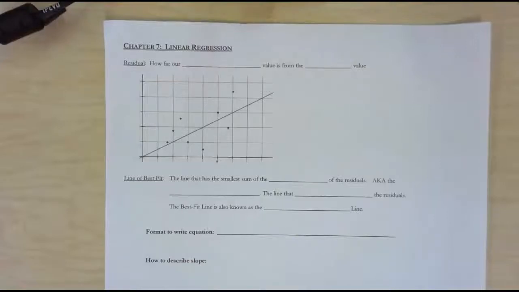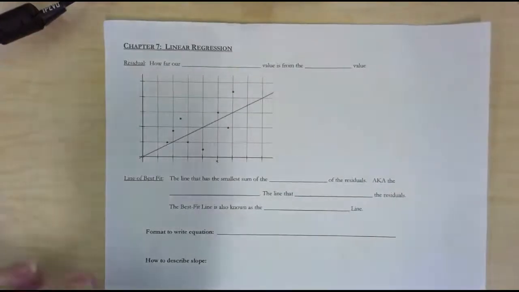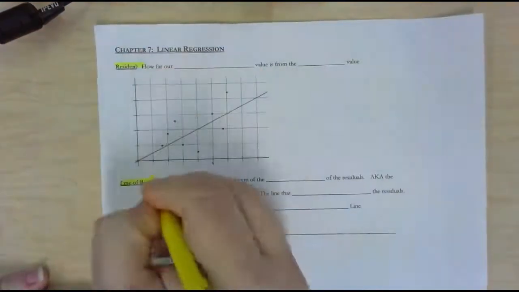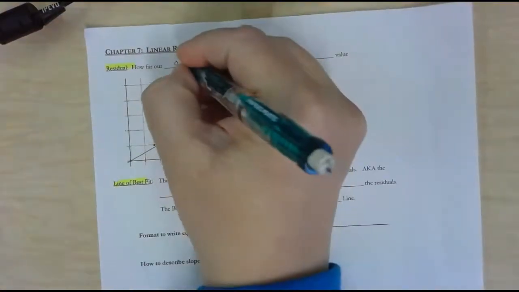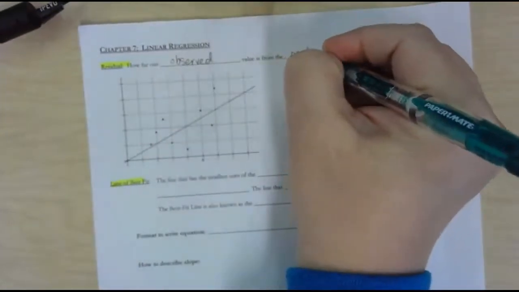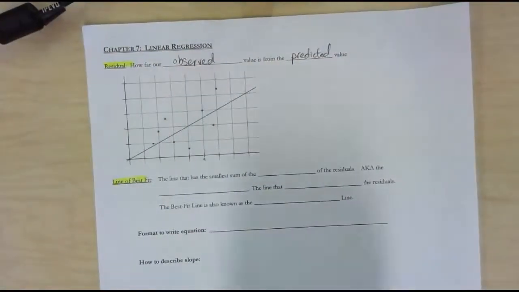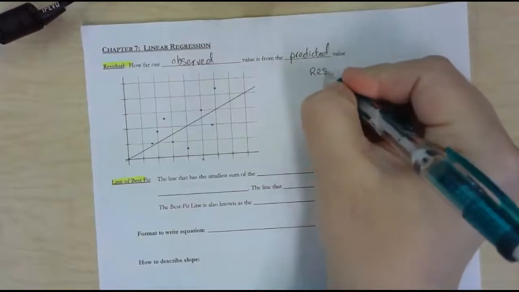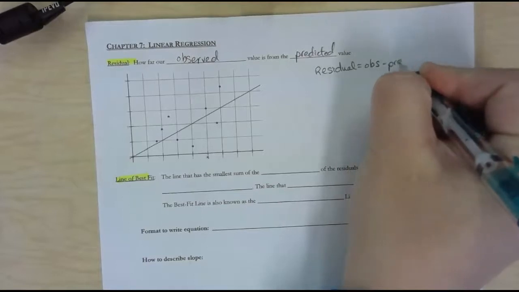So what we're doing for this set of notes is we're going to talk about Chapter 7. This is kind of the first part. And we're going to start off by talking about linear regression and residuals. I'm going to highlight a couple terms. So a residual is how far our observed point is from the predicted value. So the way we calculate residuals, a residual is equal to observed minus the predicted.